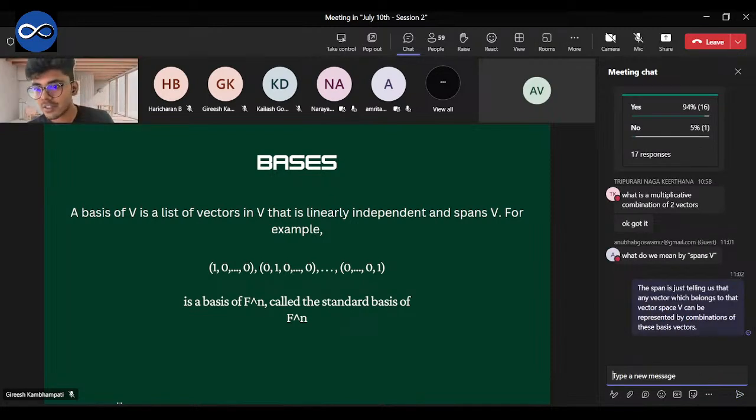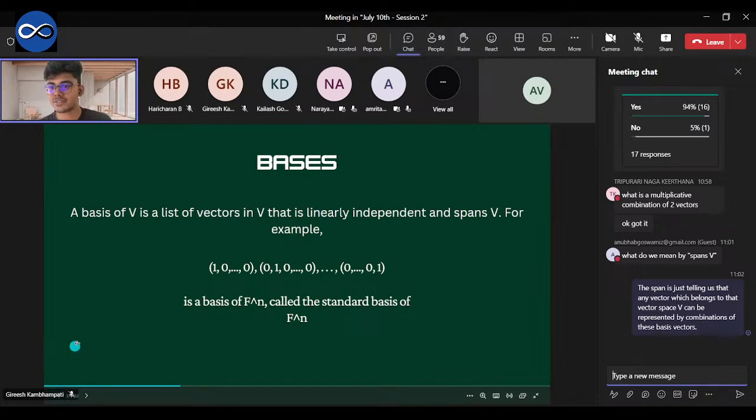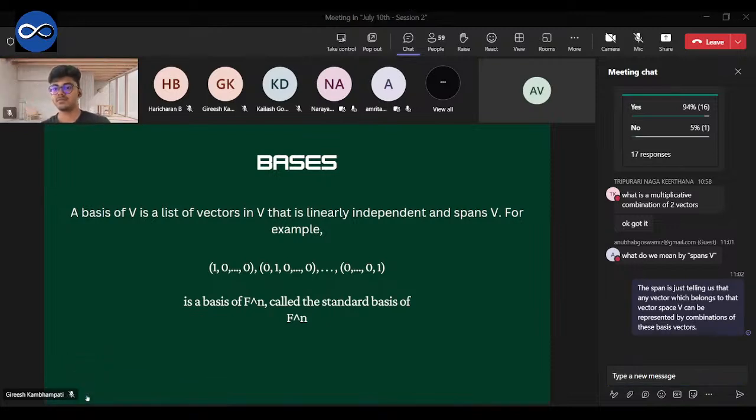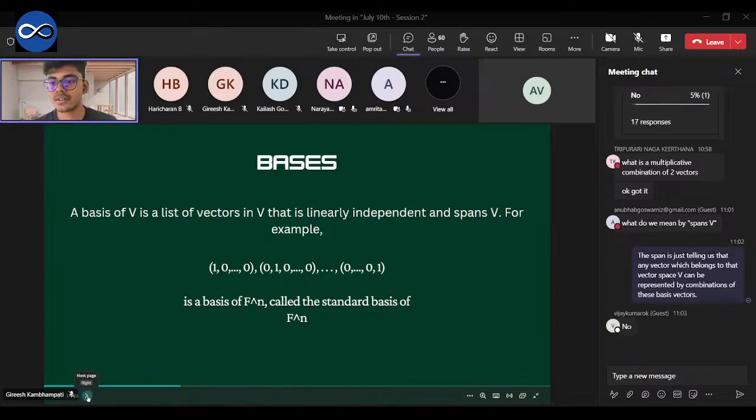The span is just telling us any vector which belongs to vector space V can be represented by a linear combination of the basis. Yeah, exactly. So is there any doubt in span? Okay, cool. Next slide.